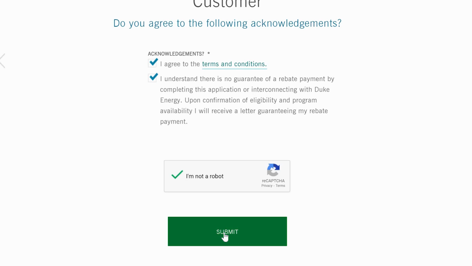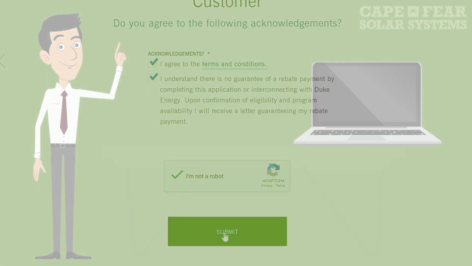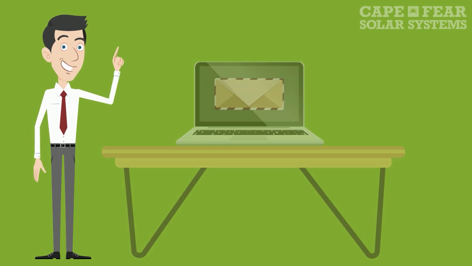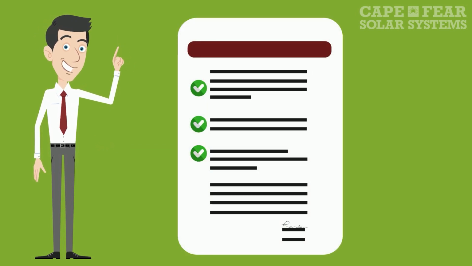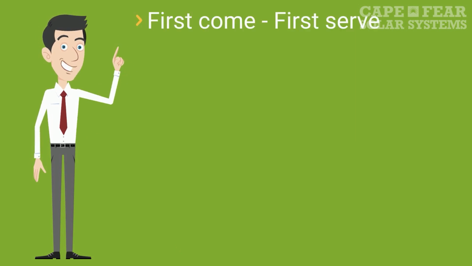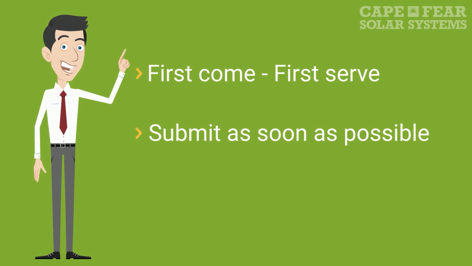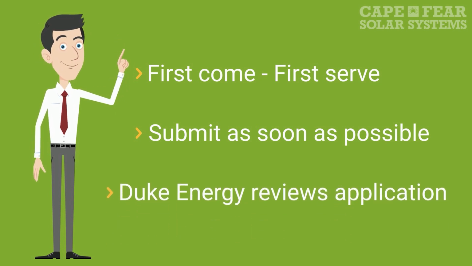Finally, submit your application. You will receive confirmation by email from Duke Energy and then subsequent approval if it was done in the time where there is still allotted rebate funds. This is a first come, first served program, so please make sure to do this as soon as possible after 9 a.m. on the day the rebate opens.